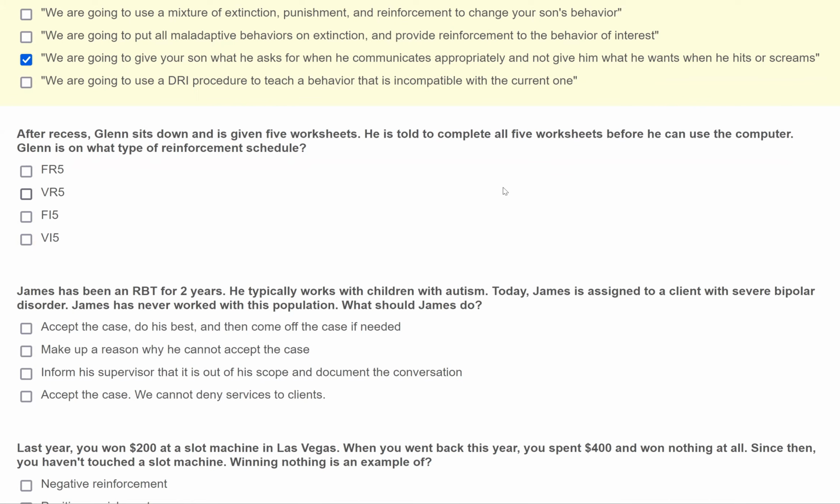Now, the number of responses required, is it fixed or is it variable? Well, the question says he needs to complete 5 worksheets, not 4, not 6, not sometimes 5, all 5. So all 5 seems to be very set in stone. 5 is our response requirement. Till you hit 5, no more, no less, don't get to use the computer. So what type of reinforcement schedule is Glenn on? Well, he's on a ratio schedule because it's not time-based, and it's fixed because the number required is not changing. So Glenn is on a fixed ratio 5 schedule.